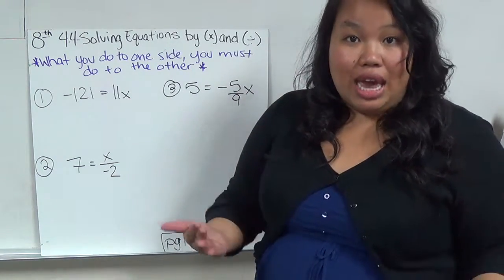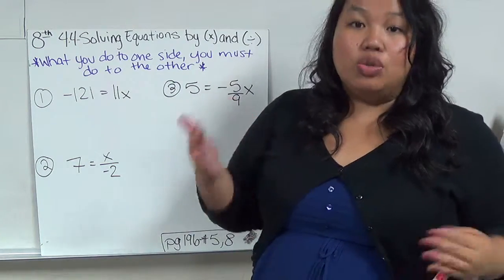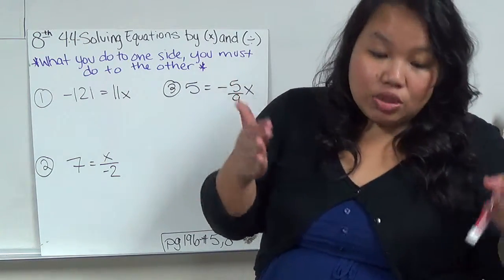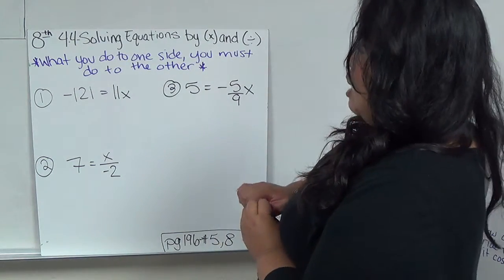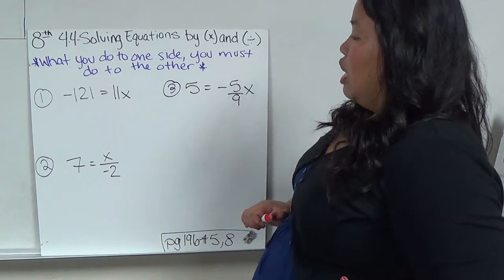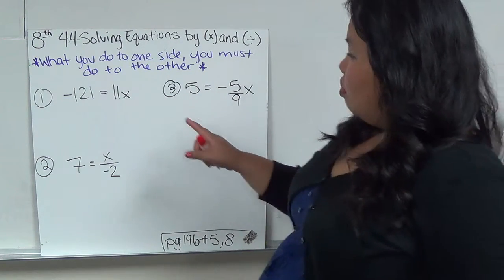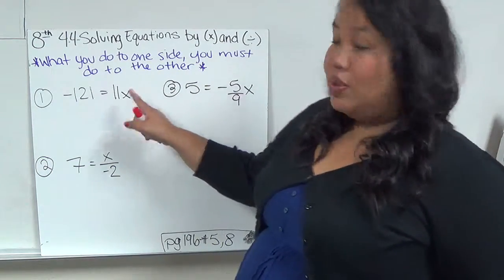And I'm isolating x. So first I analyze, decide how it's connecting to x, and then do the opposite. But then whatever I do there, I have to do on the other side. So let's focus on number 1. It says negative 121 equals 11x. I'm trying to get x by itself, but what's connected to it is 11.